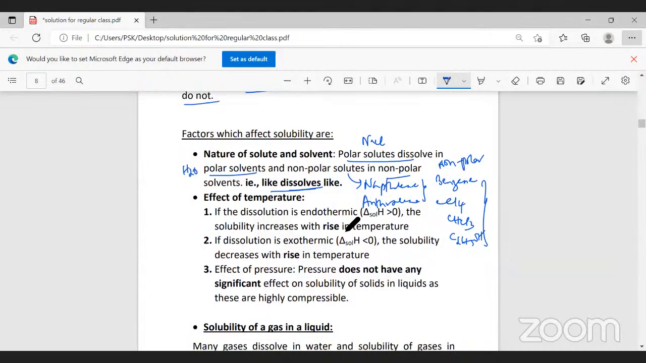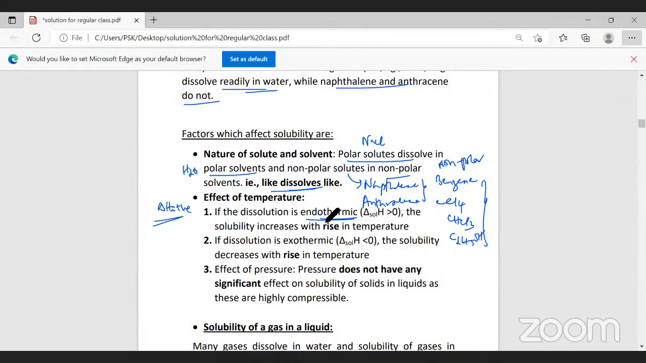Now, we have learned this also yesterday, the effect of temperature. If the dissolution is endothermic, what is endothermic? Endothermic means heat is absorbed, heat is supplied, heat is given to the system. Those kinds of reactions are called endothermic. Normally delta H is positive. So if the dissolution is endothermic, what do you mean by that? In order to dissolve a solute, if it requires energy, it requires heat, then those kinds of reactions are called endothermic reactions. For endothermic reactions, solubility will increase with rise in temperature.